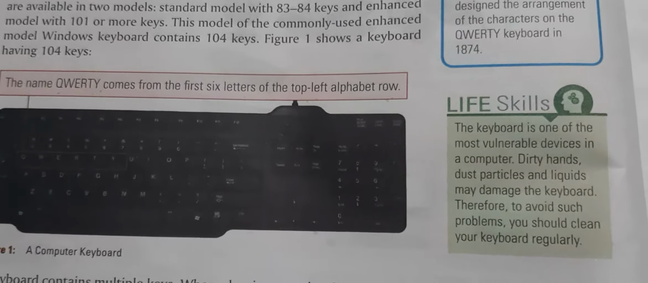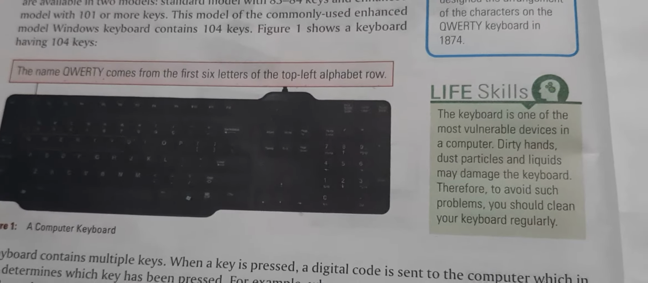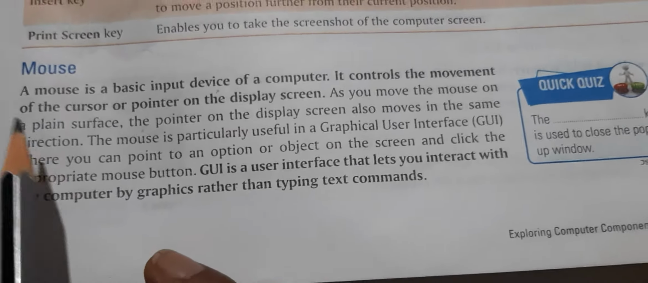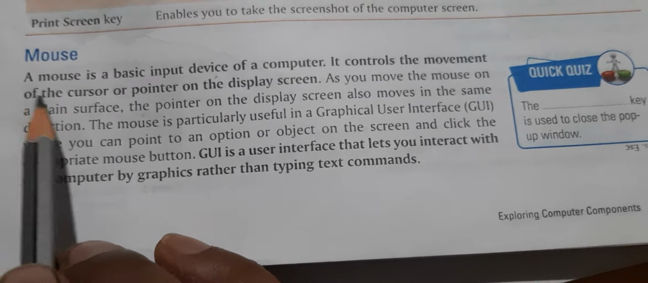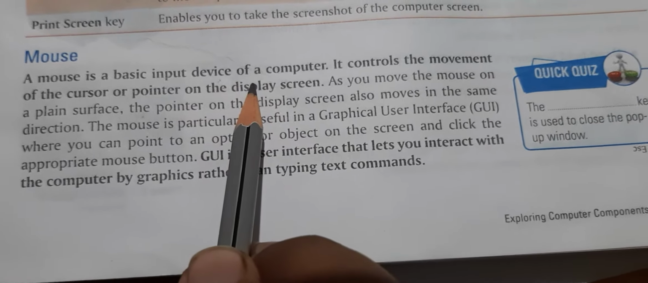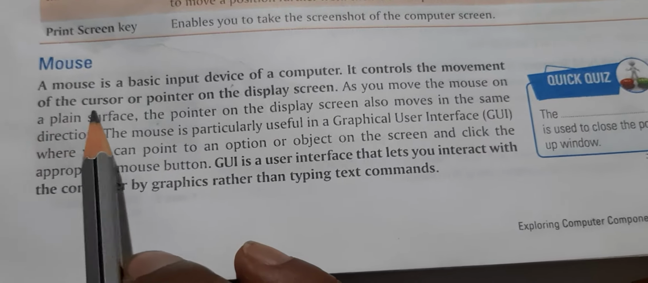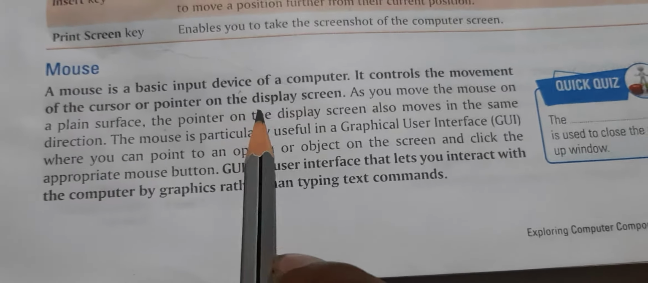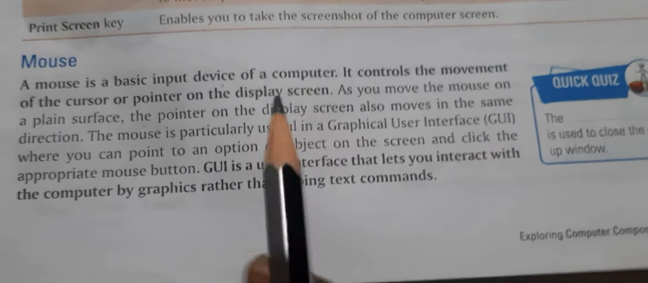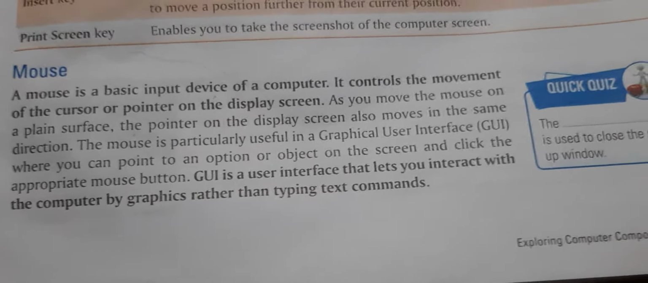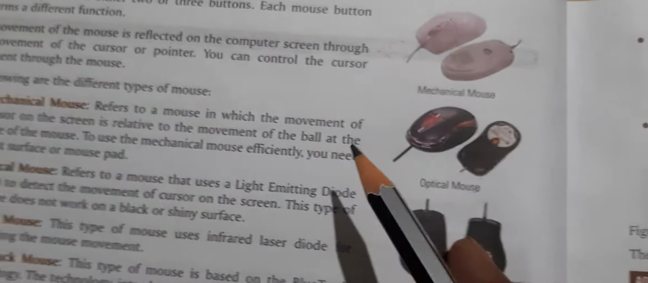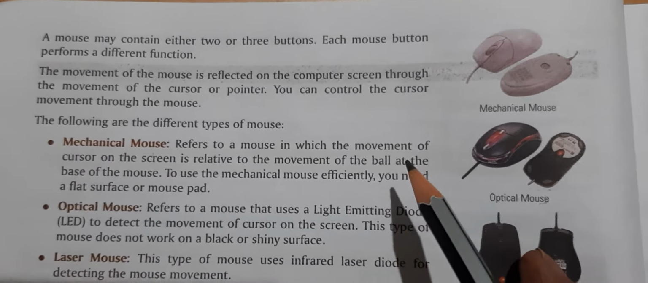After that, our next input device is the mouse. All of you are aware of this device also, but a mouse is the basic input device of a computer. It controls the movement of the cursor or pointer on the display screen. The mouse is divided into 4 categories. Let's see the different categories of the mouse.